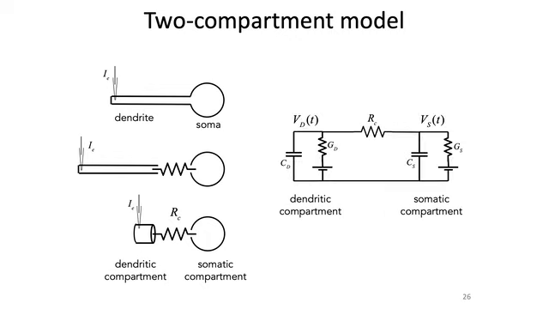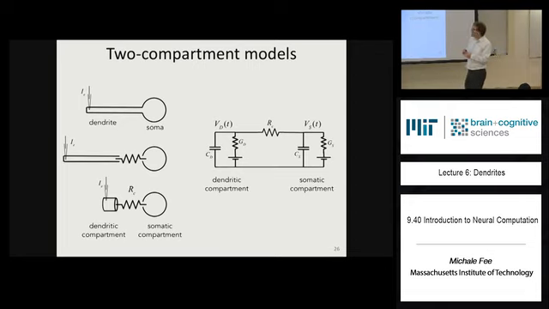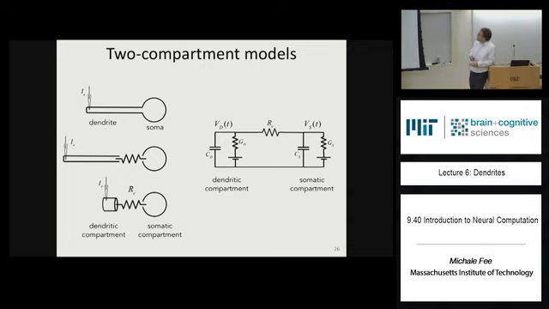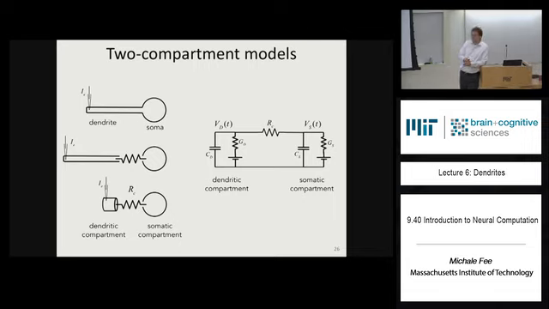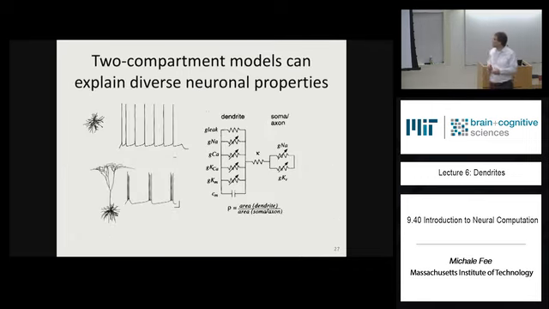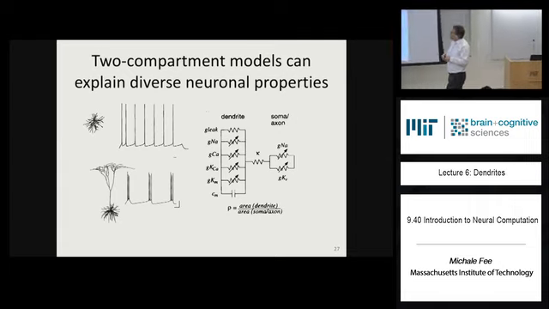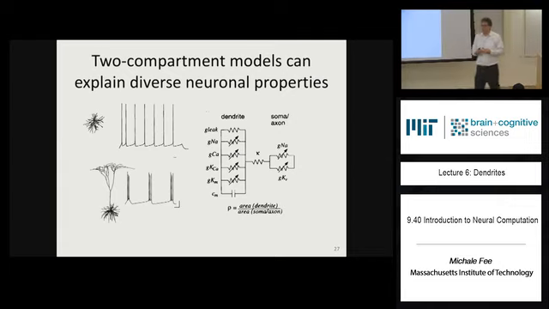Okay? So you have a somatic compartment that has a somatic membrane capacitance, somatic membrane conductances, a somatic voltage. You have a dendritic compartment that has all the same things, dendritic membrane capacitance, conductances, and voltage, and they're just connected through a coupling resistor. Okay? It turns out that that very simple model can explain a lot of complicated things about neurons. Okay? So there are some really beautiful studies showing that this kind of model can really explain very diverse kinds of electrophysiological behavior of neurons.